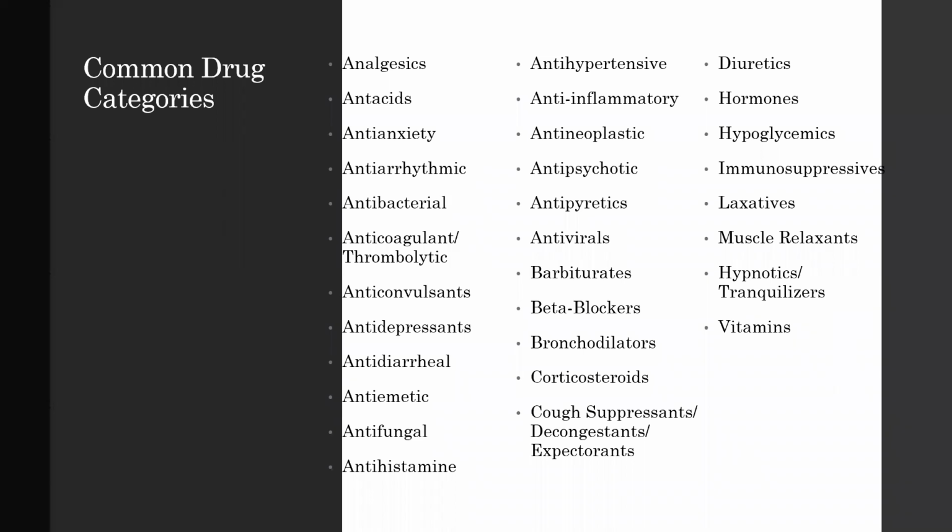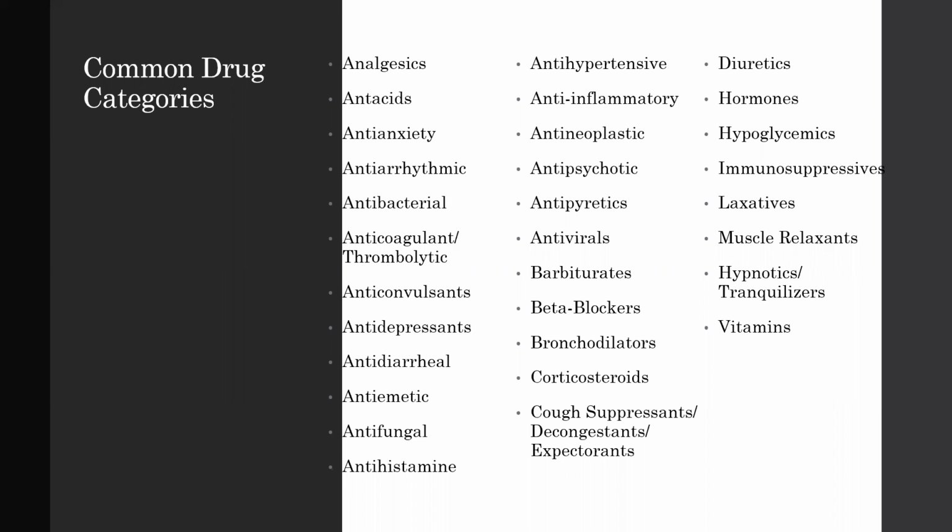to treat diarrhea, antiemetics help with nausea and vomiting, antifungals fight fungus, antihistamines will be used for allergic reactions. Antihypertensives are used for hypertension and high blood pressure. Anti-inflammatories help reduce inflammation in the body. Anti-neoplastics help prevent the growth of new cells, and so they're used in chemotherapy and in cancer. Antipsychotics are used for psychotic episodes. Antipyretics are used for fever.